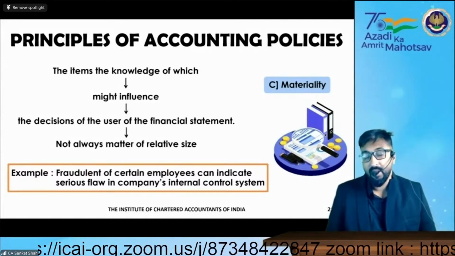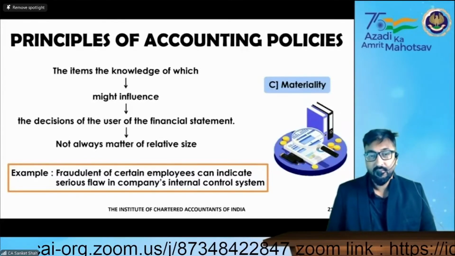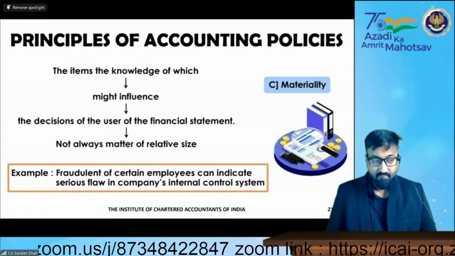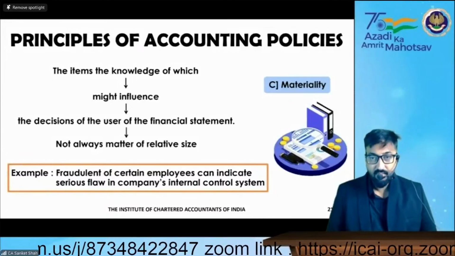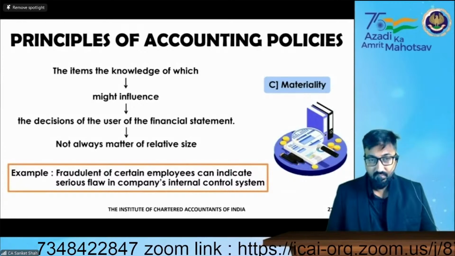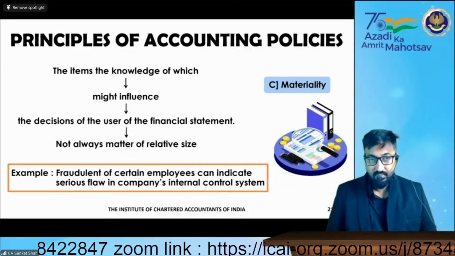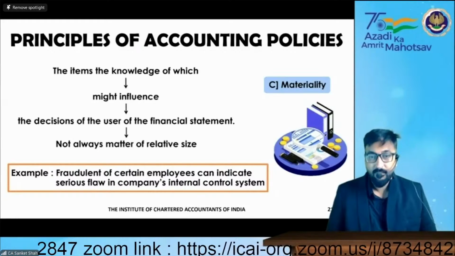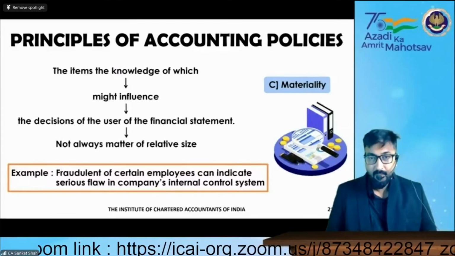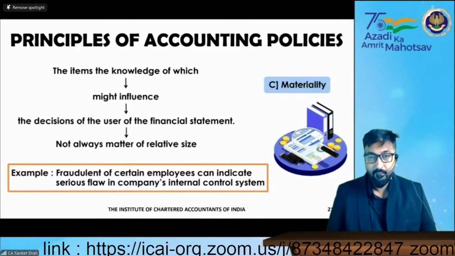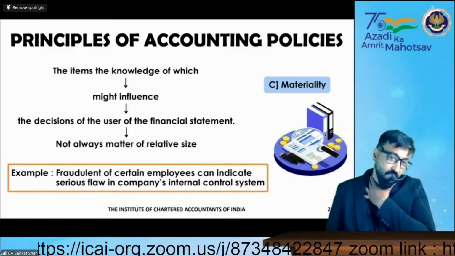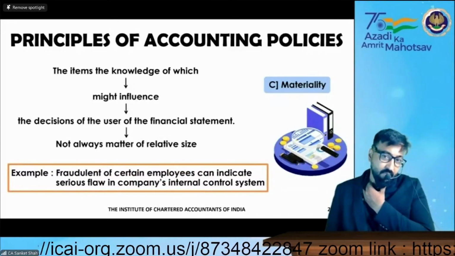Yes, sir. Okay. In substance over form, financial ownership is the main, not the legal ownership. Based on financial ownership, you have to record the transactions. Whenever you have taken a loan from any financial institution, principal is to be shown in the liability, interest is to be debited to the profit and loss account. But the asset created out of that loan is to be shown in the assets. And next, the third one, materiality, sir. Irrespective of the size of the item, when it is going to affect the decision of the user, we have to disclose it in the accounting notes.